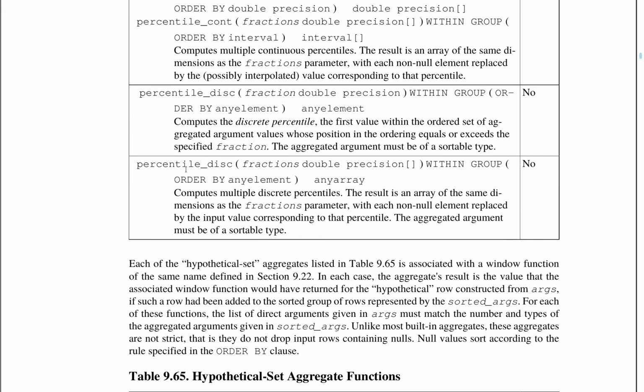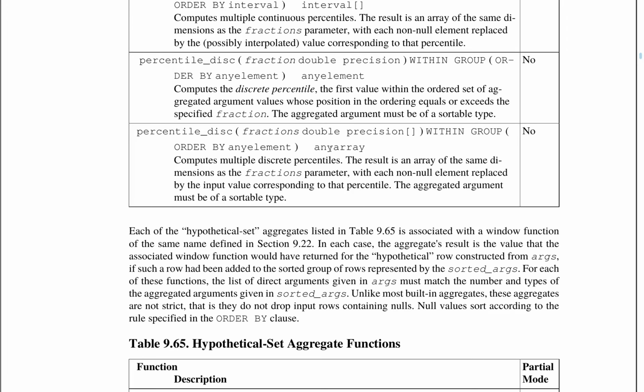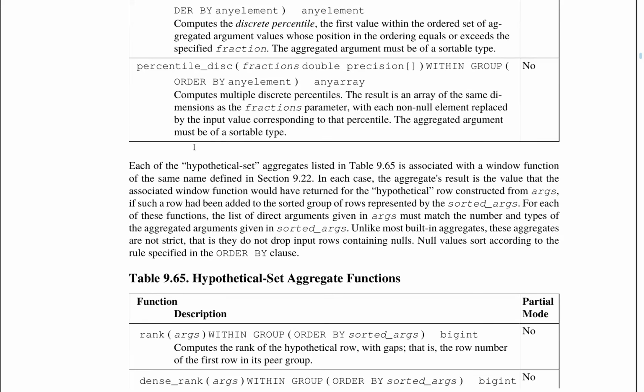Then again we have percentile_disc, which takes a fraction, but this time it takes an array of elements and returns an array. Computes multiple discrete percentiles. The result is an array of the same dimensions as the fractions parameter, with each non-null element replaced by the input value corresponding to that percentile. The aggregated argument must be of a sortable type.